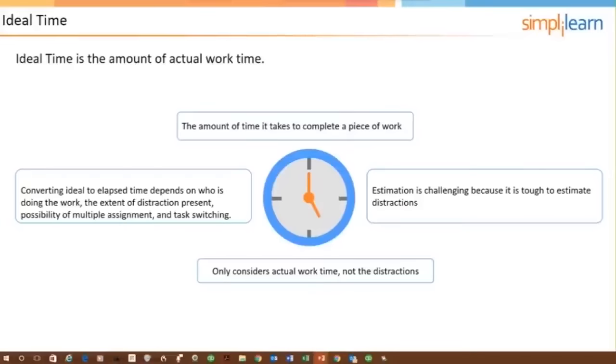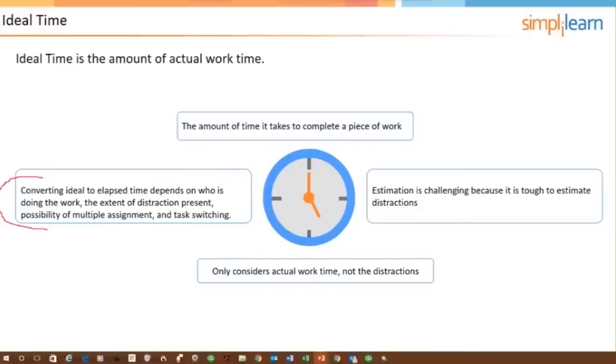But the thing of it is that there is no such thing as somebody being able to spend every minute of every day only doing work. There will be distractions. So it has to be converted into elapsed time. We don't convert it to elapsed time at the user story level, but we do when we are dealing at the task level. For each team member, you have to do it separately, because some team members have more distractions than others.